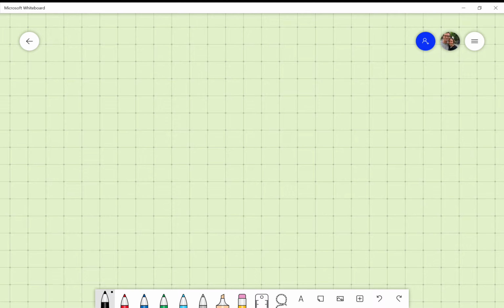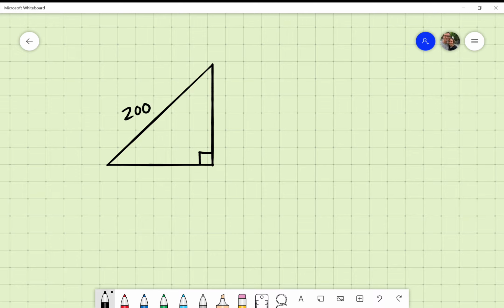Okay, so I'm going to do a quick refresher on last week to begin with. I want to ask you about this triangle. If you have a triangle that has a hypotenuse of 200, and let's not even do units, let's say this is a purely mathematical triangle, 200, and we'll do an angle of 40 degrees.